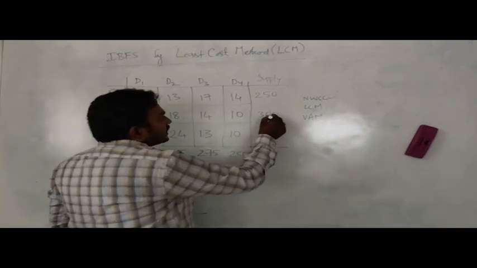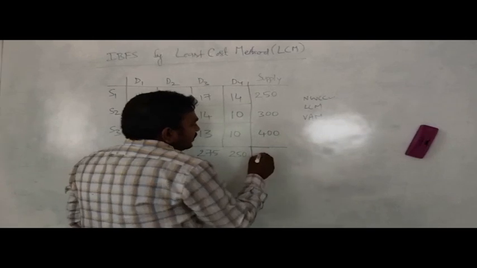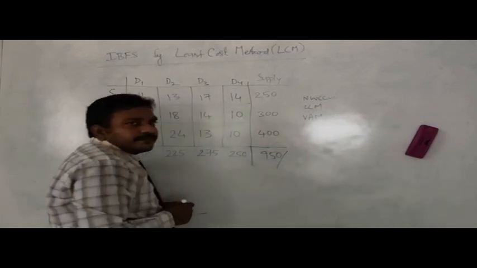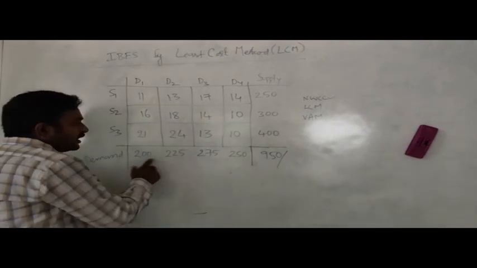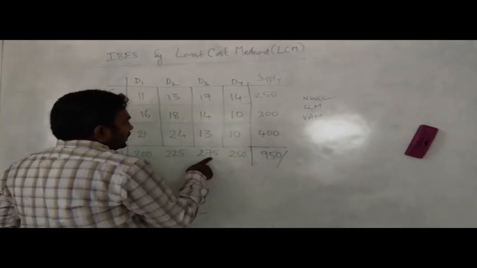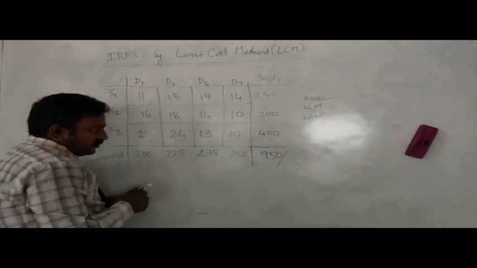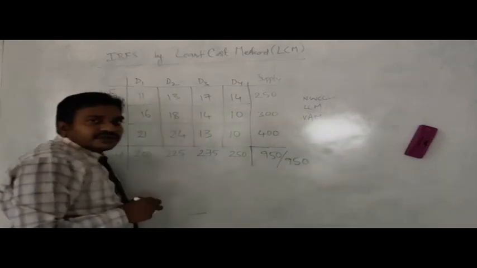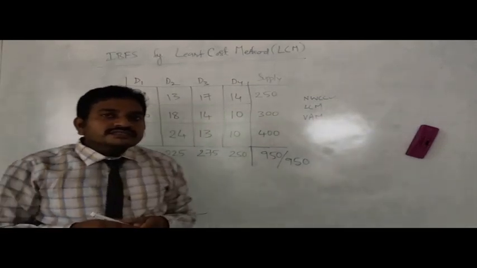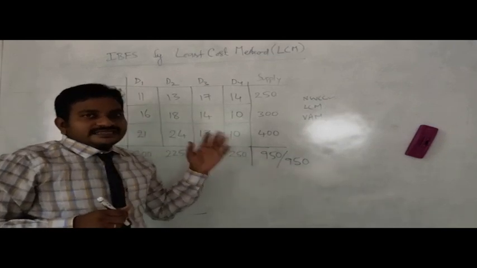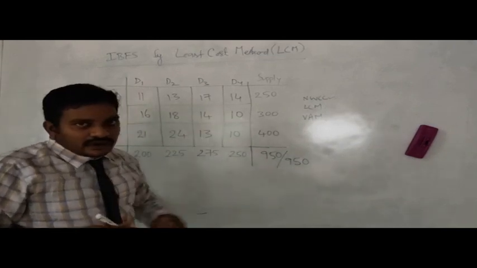Here 400 plus 300, 700 plus 250, that is 950 is my total supply. And my requirement is 200 plus 225, 425 plus 275, that is 700, and 250, that is 950. It is a balanced transportation problem where the total supply equals the total demand. We don't need to construct any dummy rows or columns here.